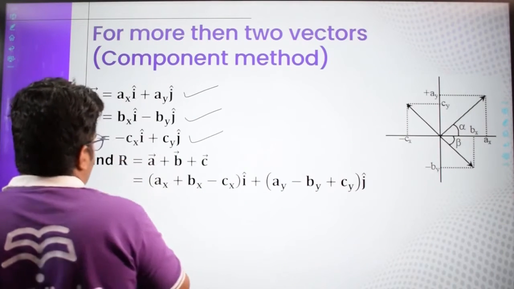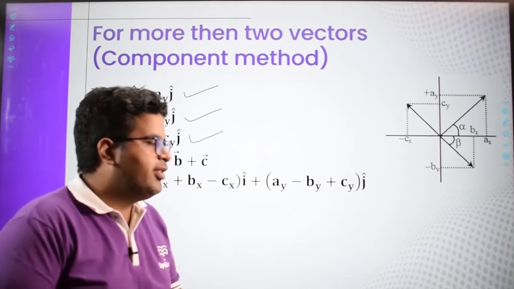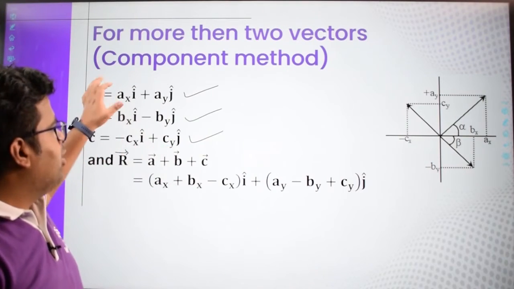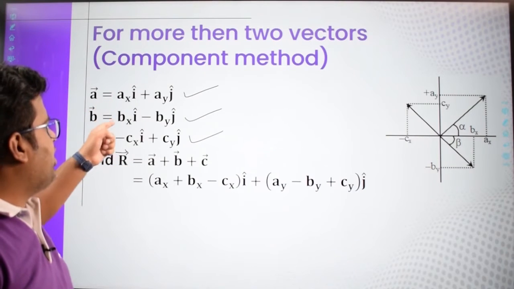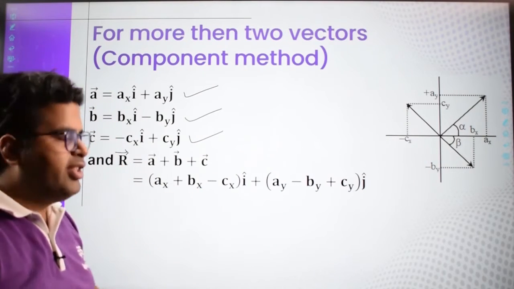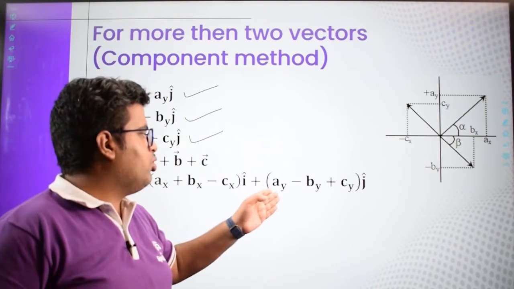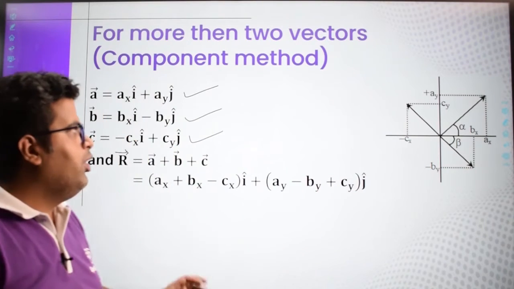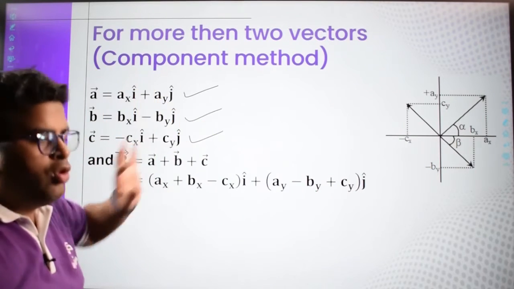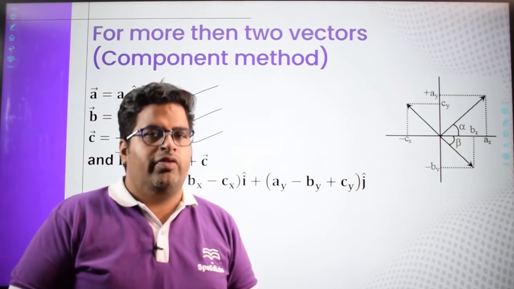So resultant vector जो होगा इस केस में, that is going to be your a vector plus b vector plus c vector. So basically addition काफी सिंपल हो जाएगा, i वाले सारे add कर दो. So plus ax plus bx and minus of cx, that is all along i cap, और j वाले सारे add कर दो. So ay minus by plus cy. So this is how we are going to add more than two vectors using a component method. I hope you understood well.